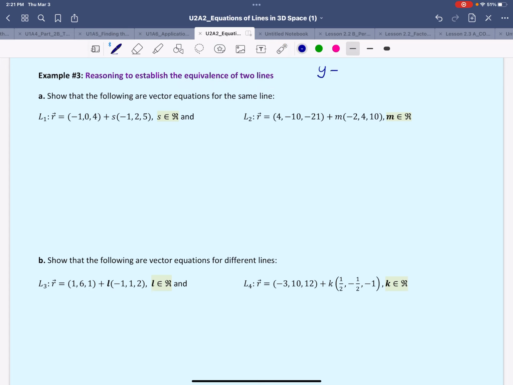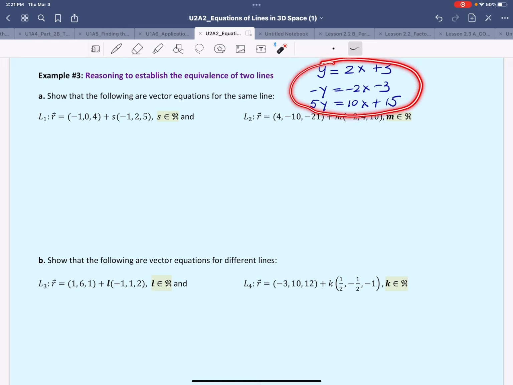If we have the equations y equals 2x plus 3, or negative y equals negative 2x minus 3, or 5y equals 10x plus 15, and we graph all these three equations on the same grid, we'll see that we will obtain the same graph. So the same graph can be represented by different equations. In this case, we say that these equations are equivalent because they produce equivalent lines, or the same lines.